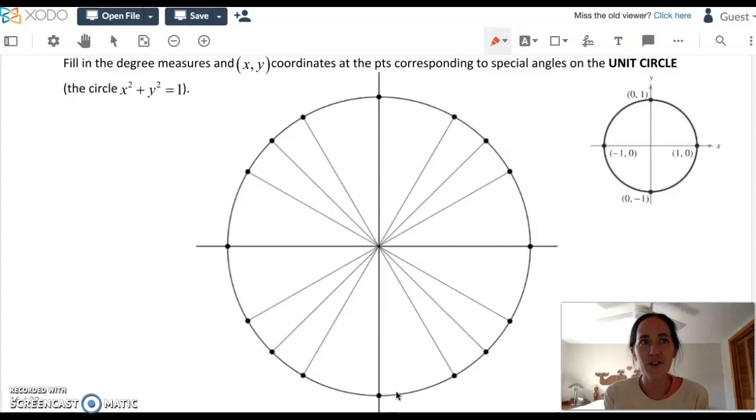A joke to start. Why wouldn't you want to trust your math teacher if she's walking around with a piece of graph paper in her hands? Well, because she's probably plotting something.